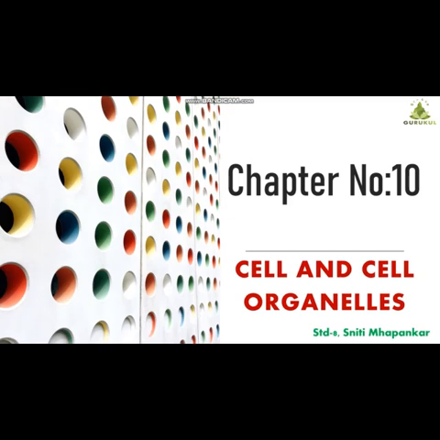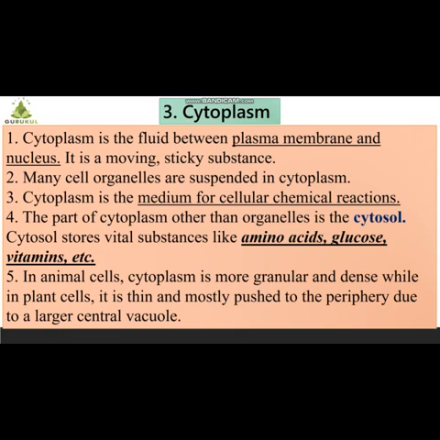We are learning chapter number 10, cell and cell organelles. The third subtype of components of a cell we are going to learn is cytoplasm. Students, let us understand it point-wise. Cytoplasm is the fluid between plasma membrane and nucleus. Now, the plasma membrane is present outside, it is the outer covering of the cell. And the nucleus is at the center. So the space between plasma membrane and nucleus is filled with a moving sticky substance which is called cytoplasm.